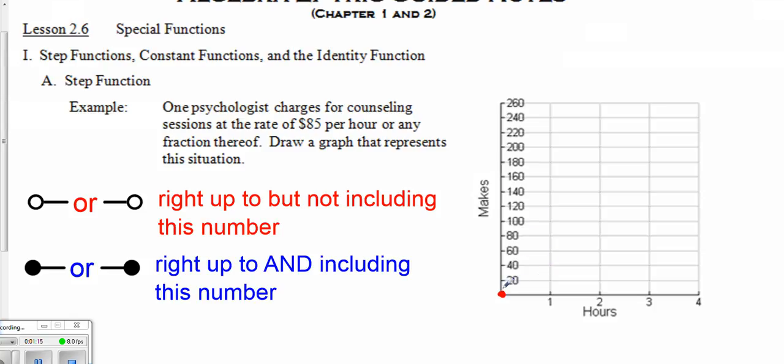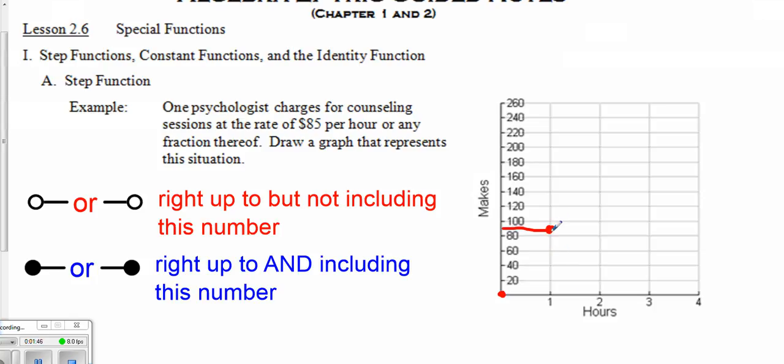But if you're there for just a little bit, just a fraction of an hour, now all of a sudden they have to charge you $85. So if you're there for just 1 second, 1 minute, 2 minutes, 10 minutes, 30 minutes, any fraction of this hour, you're going to have to pay them that $85. It's no more, no less. It's 85 all throughout, right up until this 1 hour.